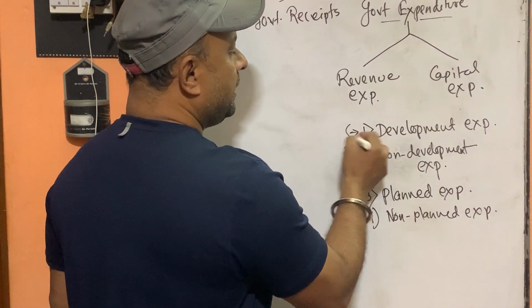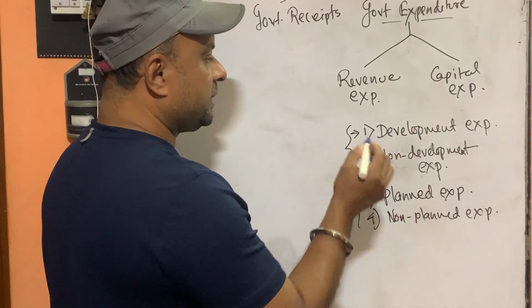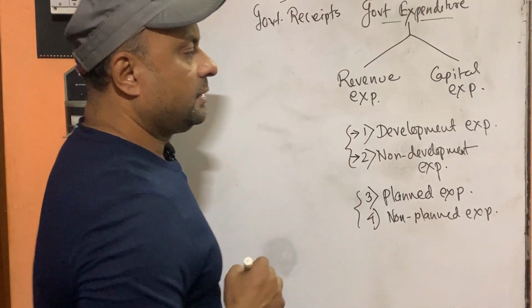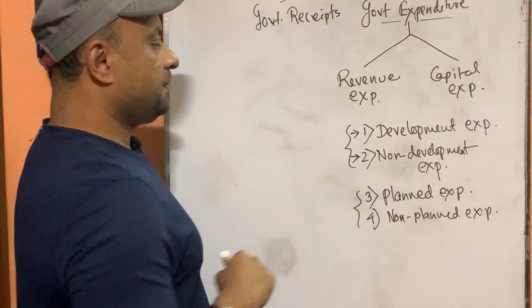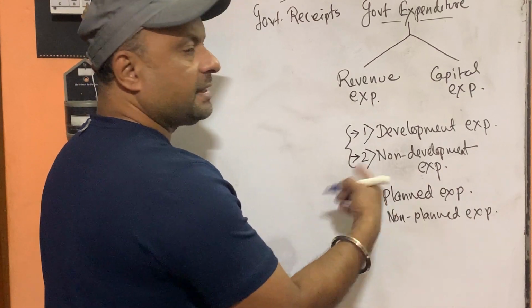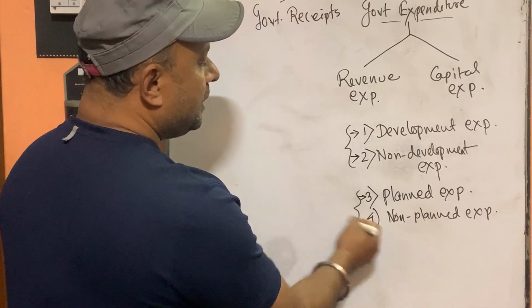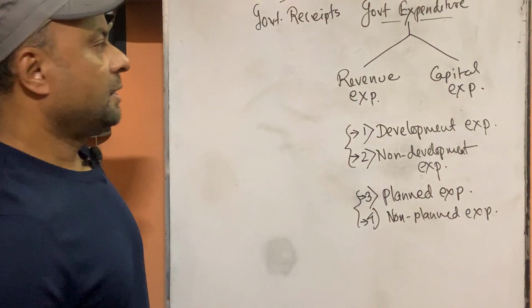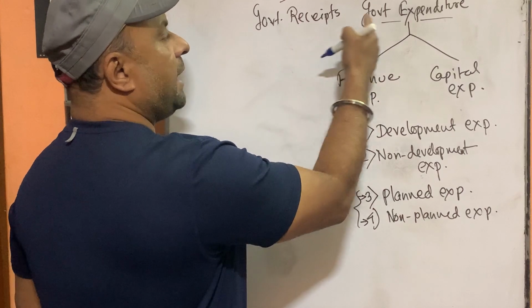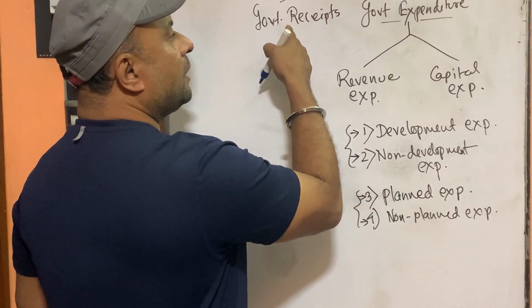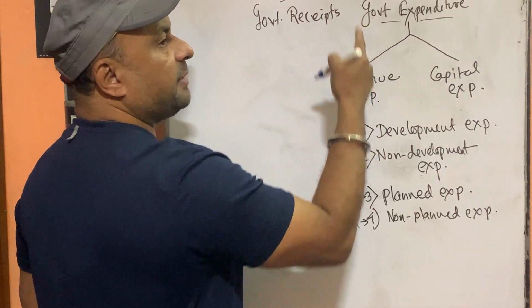One is development, directly related with the development project. Non-development, not related with the development project. Planned expenditure, covered in the current five-year plan or current budget. Non-planned means which are not covered in the current budget. So these are the government receipt and government expenditure parts: from where government gets the income and where government spends the money.